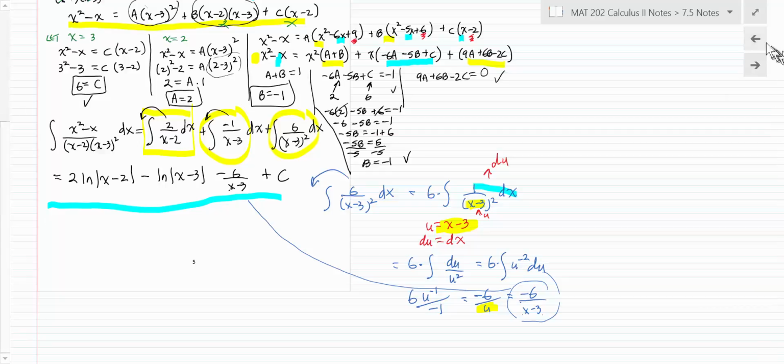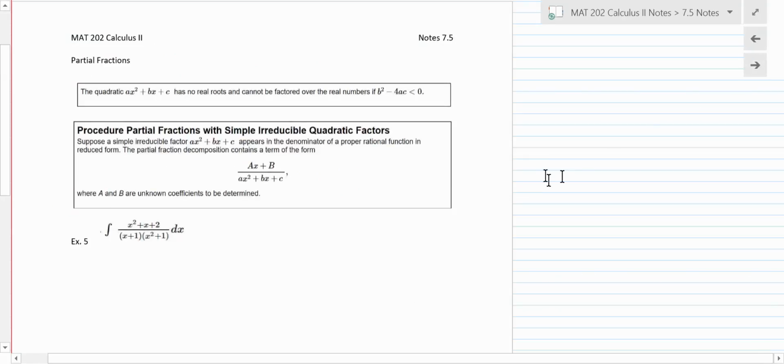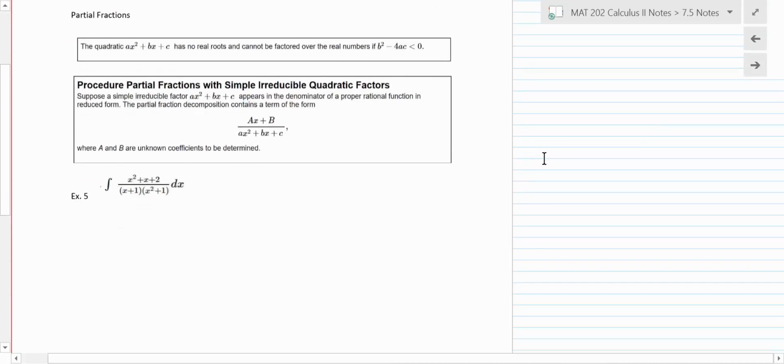Okay, all right. So let's go to the next thing here. Now this one is a little bit different situation. And this is the third situation that we need to look at.